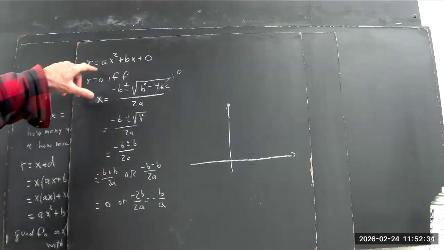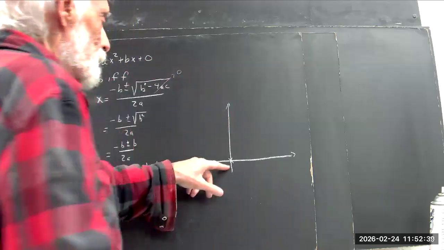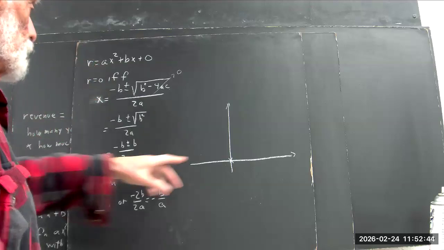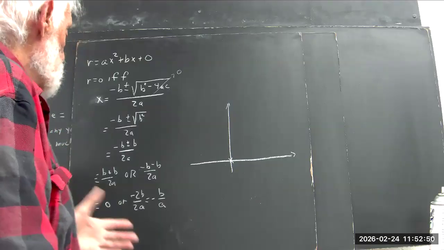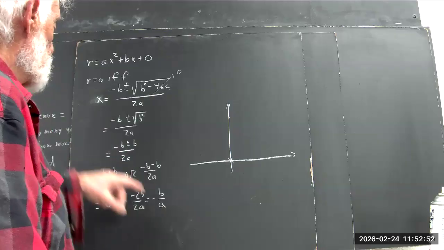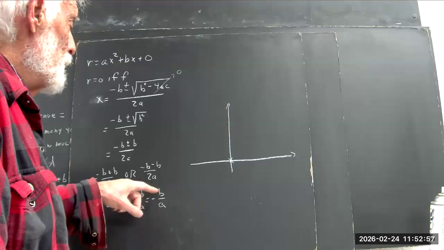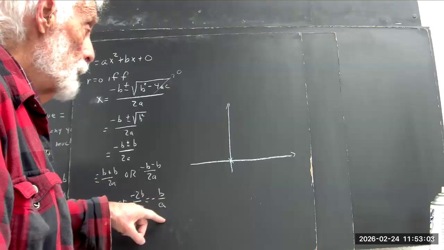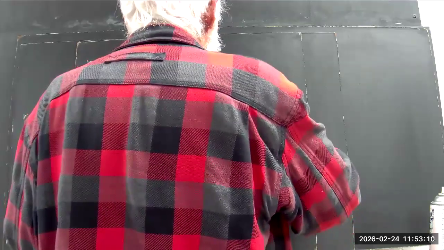This function has value 0 when x equals 0. Well, there's the point 0, 0 then. If x is 0, r is 0, so you have the point 0, 0. It's also 0 if x equals negative b over a. Now we've seen that negative b over a is a negative of a positive number over a negative number. So it's going to be a positive number. So negative b over a is here.